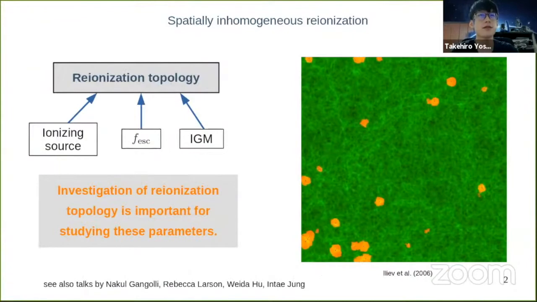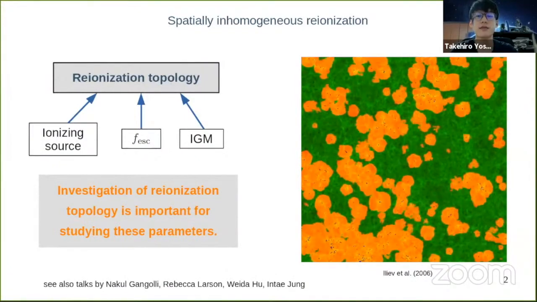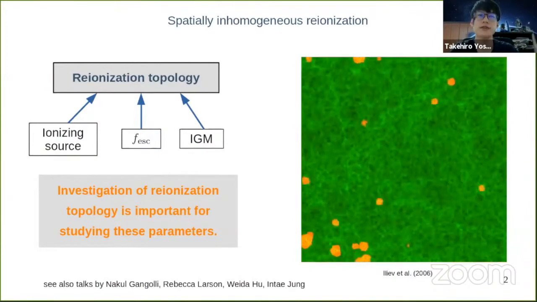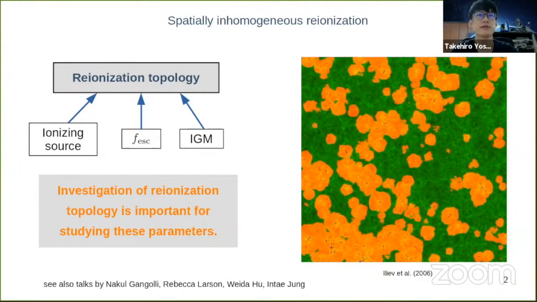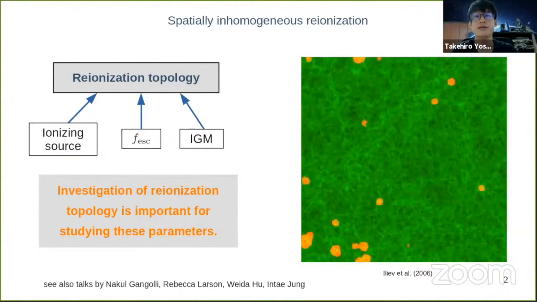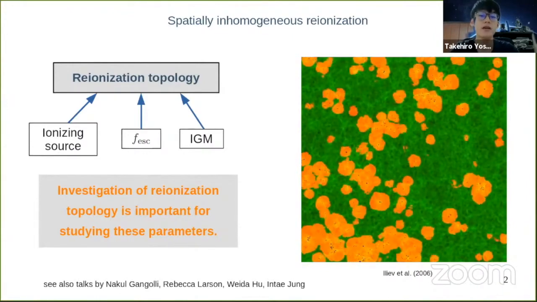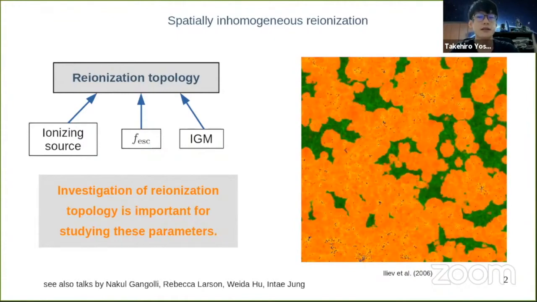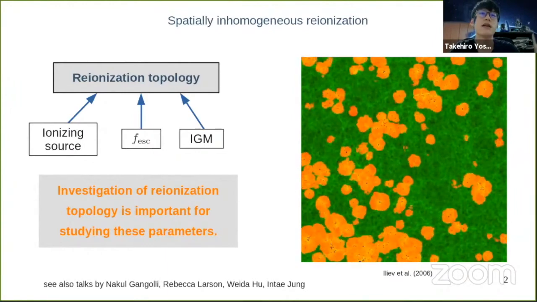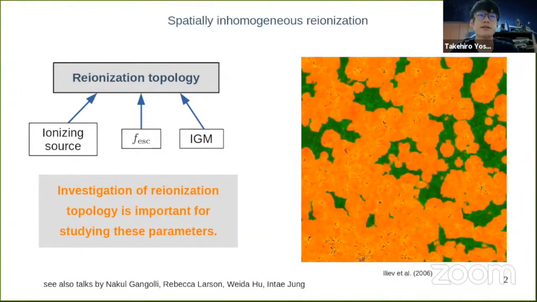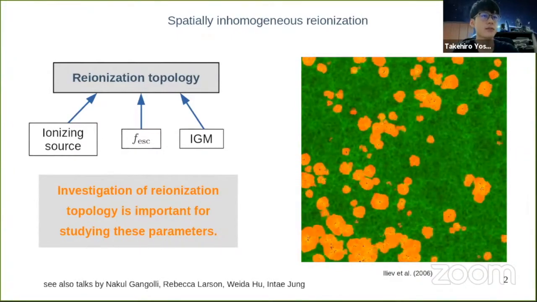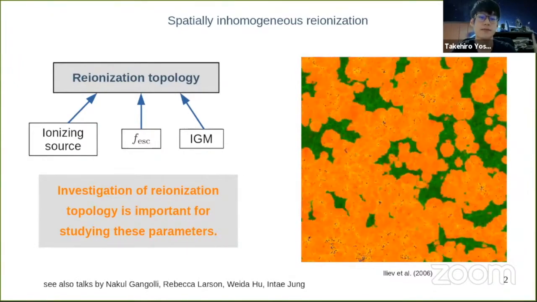One of the important features of cosmic reionization is its spatially inhomogeneous nature. Reionization of neutral hydrogen proceeded gradually from the surroundings of the newly formed objects, and the HII regions formed a bubble-like structure as shown in the right picture. This reionization topology is determined by several parameters such as the distribution of ionizing sources, ionizing photon escape fraction, and the density of the intergalactic medium. So investigation of reionization topology is important for studying these parameters.